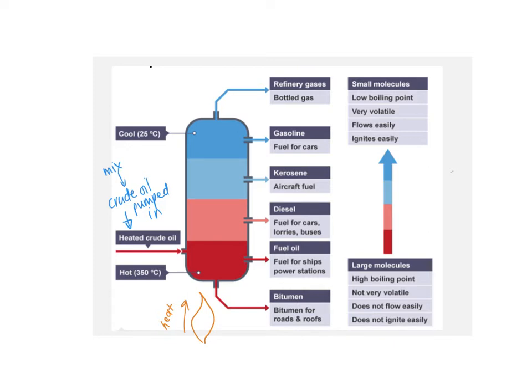Okay. Now, the shorter the molecule, the lower the boiling point. And you can see that up here. So these molecules, the ones that you find at the very top, have got the lowest boiling point. And that's because they've got the weakest intermolecular forces.